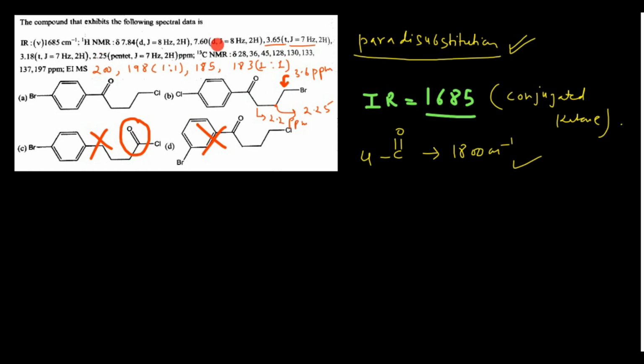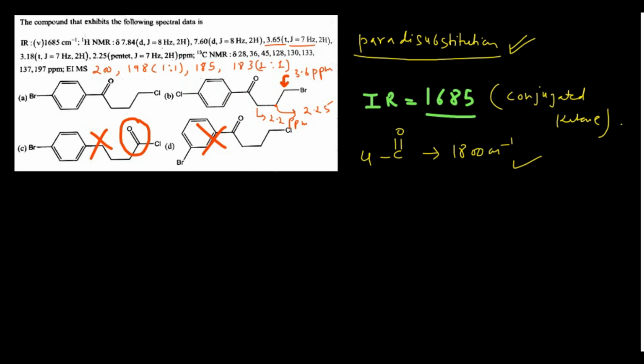Here you can see 3.65 is a triplet, 7, and the rest are okay. There is no problem in that, we can write in that manner. Okay, and then the chlorine is there, so you can think in that manner. These two hydrogens are equivalent, and these two hydrogens are also equivalent because this is para disubstitution. The plane of symmetry is there, so these two are equivalent.